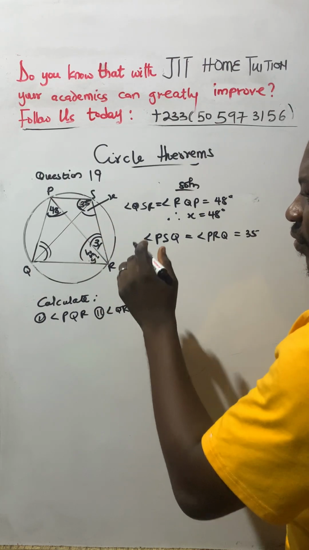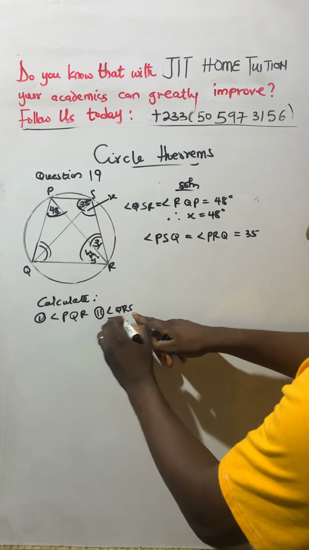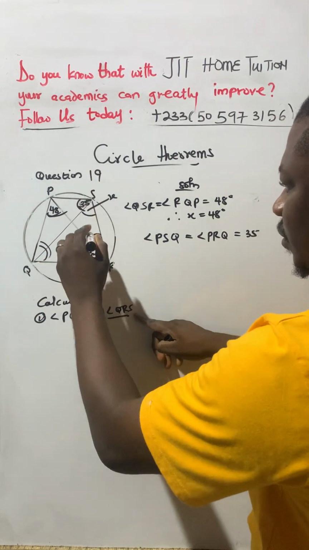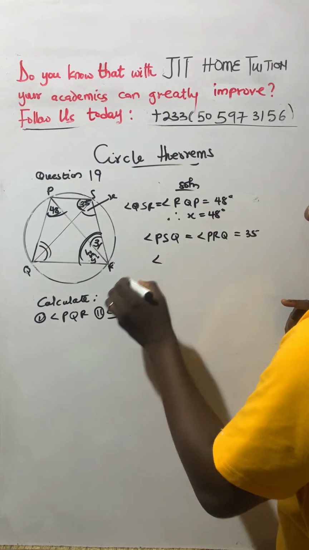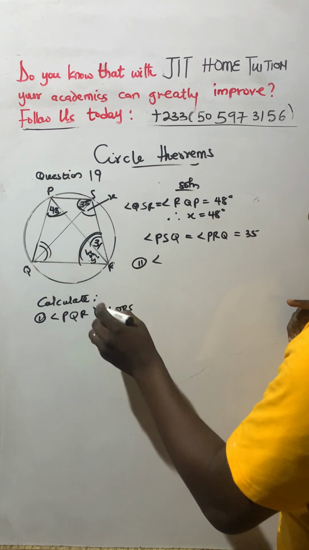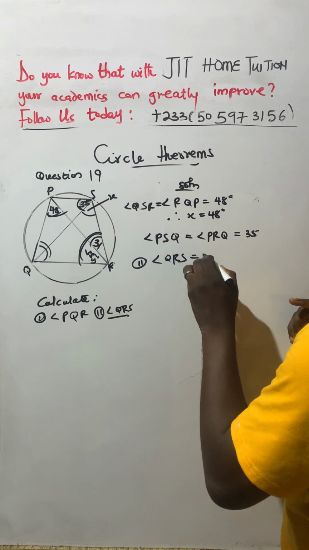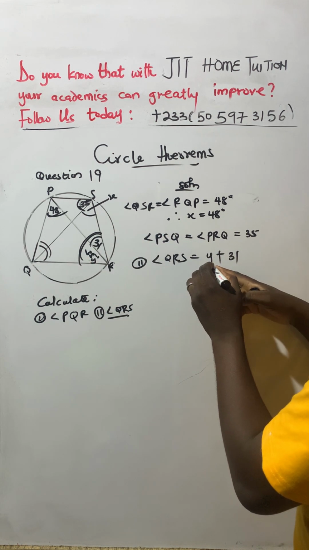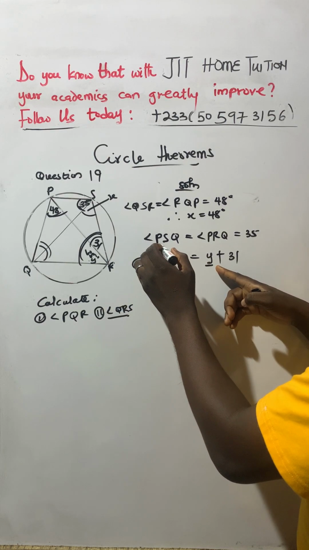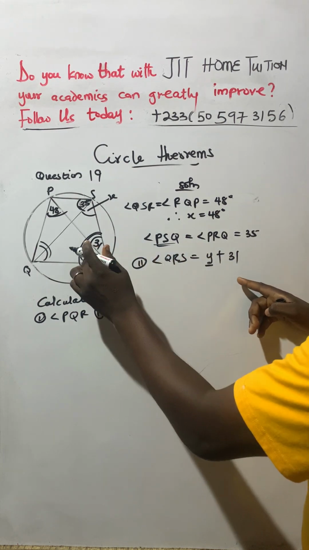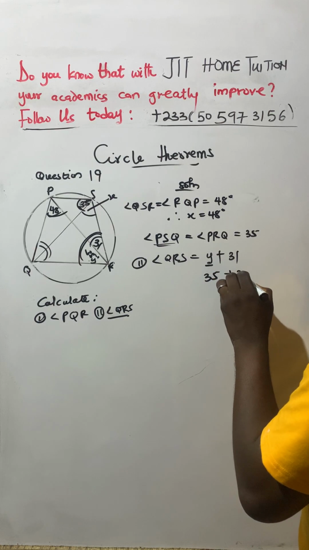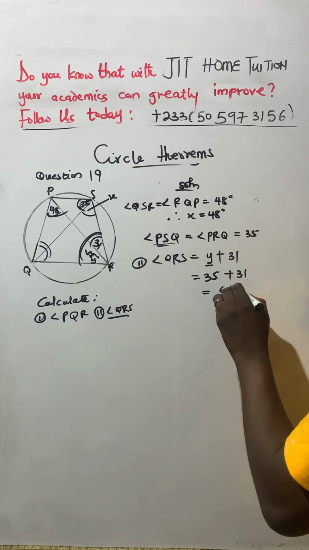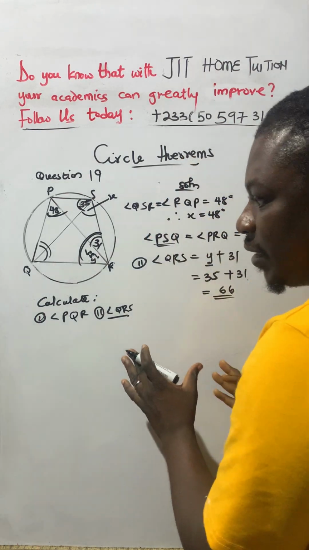Now, if that becomes the case, let's look at this one. Angle QRS is looking at the whole of this. So angle QRS, which is the second part, will become y plus the 31. But remember, y is representing this one, which we've found to be 35. So 35 plus 31, and when you put them together, that will give you 66. That is for this side.